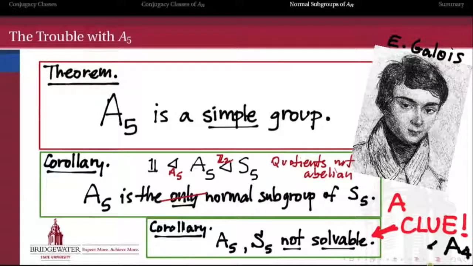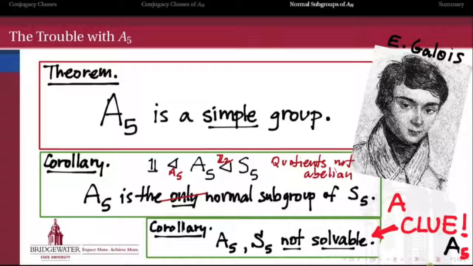After all, A4 is indeed a solvable group, because it has that Klein 4-group subgroup, which is abelian, and so the quotients here, Z2 and the Klein 4 group, are indeed abelian quotients. So A4 is solvable, but A5 is not. And if A5 isn't, then S5 isn't either. So this is a big deal.